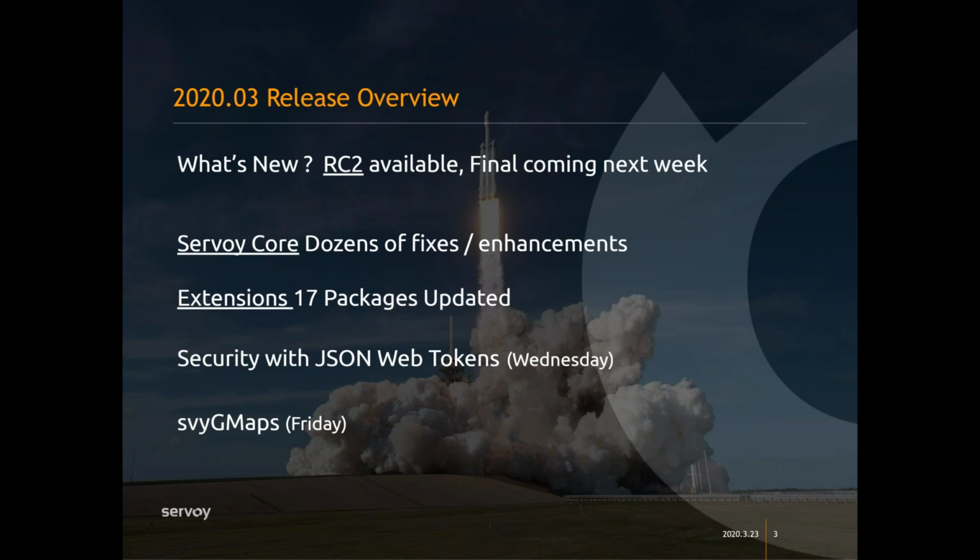I went through all of the extension releases with the team, and I think at least 17 packages are updated with enhancements and fixes. So we'll go through those quickly as well. So there's a lot to cover. We also have a new plugin that's for doing sort of token-based security, and we'll do a whole webinar devoted to that on Wednesday. And then also a major release of the Google Maps plugin or component for Servo. Should be some nice things to demo for that that we plan for Friday.